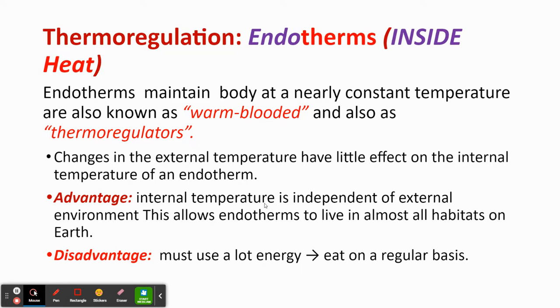Endotherms, inside heat, these were the mice and the rats that we saw in that pivot lab. They are thermoregulators, and generally changes in external temperatures have little to no effect on the endotherm. What's the advantage? Basically, that allows endotherms to live in many different environments around the planet. The disadvantage, they have to use a lot of energy, therefore they have to eat on a regular basis, and they also have to expose themselves to predators. And even if you are a predator, going after prey is not risk-free. Okay, many predators die in the pursuit of their prey items.